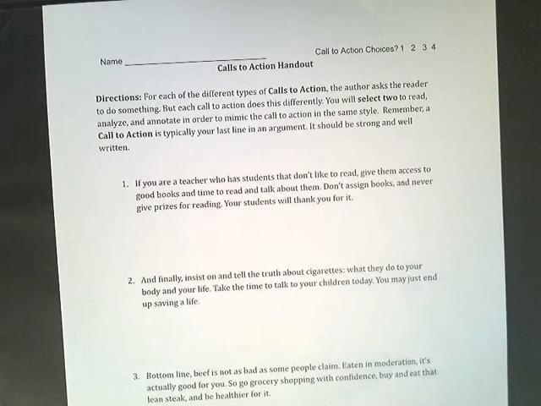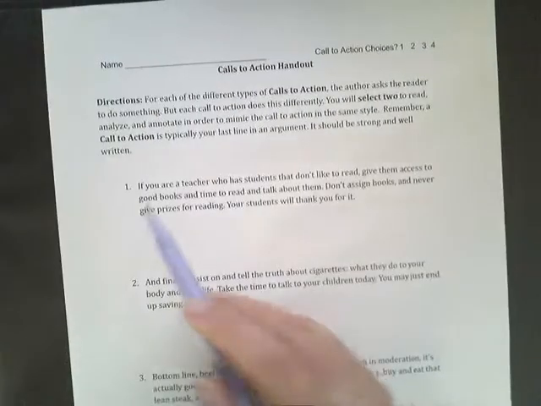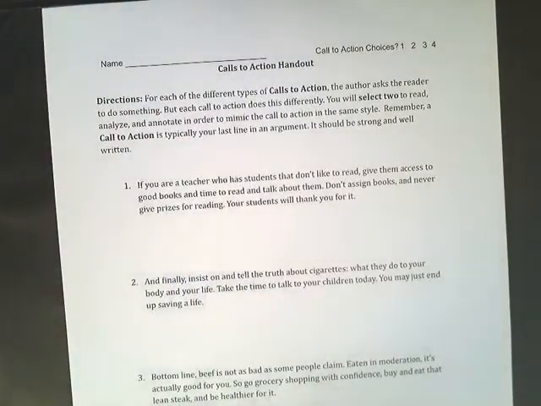So what you're going to do is select 2 to read, analyze, and annotate in order to mimic that call to action in the same style. Remember, this is typically your last line in an argument, so it needs to be strong. So for example, if we want to annotate, to analyze, this one says, if you're a teacher who has students that don't like to read, give them access to good books and time to read and talk about them. Don't assign books and never give prizes for reading. Your students will thank you for it.